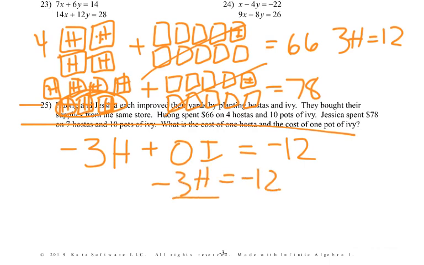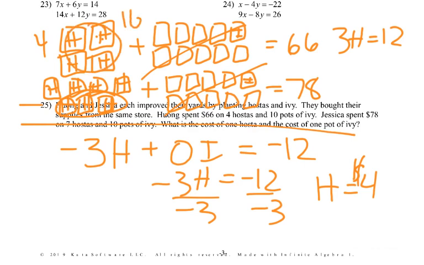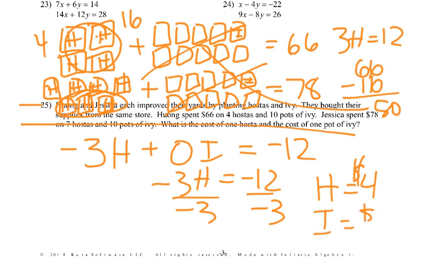Trying to kind of combine the two. Divide by negative 3. We get h equals positive 4. So $4 for the hostas, which if we know that they're $4, I know those 4 would be $16. So 66 minus 16 would give us 50. Divided by 10 means the ivy were $5 each. Okay, so that's one way you can do it, is drawing pictures.